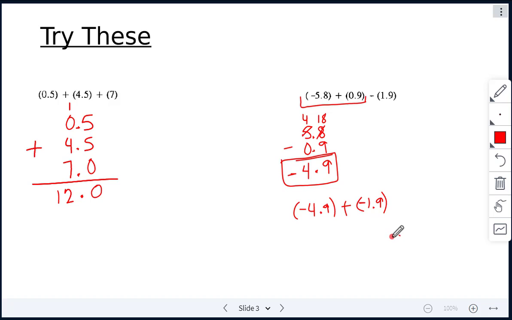So we change the subtraction to addition, and we give this the negative sign. All right, so now addition, two signs are the same. Our answer will be negative, but now we're adding. So we're adding 4.9 plus the 1.9, but we know our answer is going to be negative because it's a negative plus a negative. All right, so 9 plus 9, that is 18. 1 plus 4 plus 1, that gives me 6. So our final answer is negative 6.8. I'm just going to put it up here as well, negative 6.8.